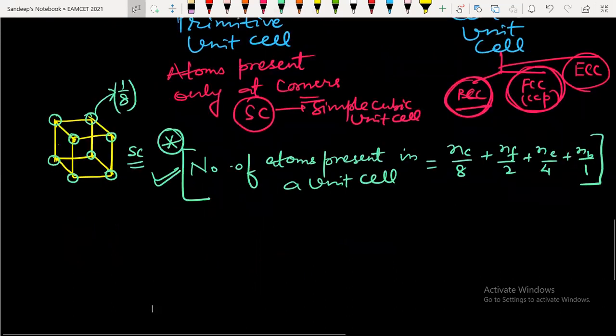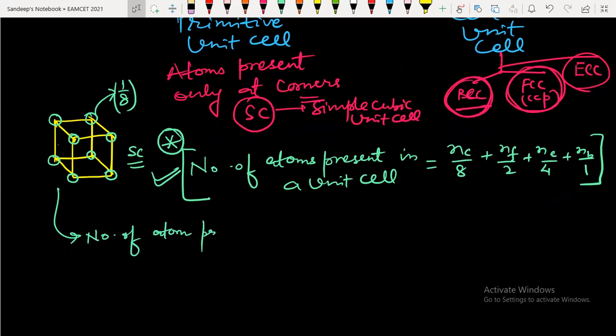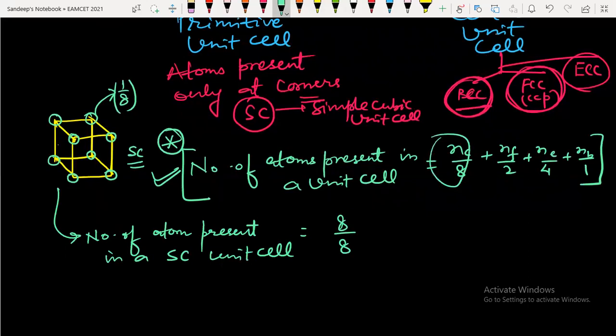So in simple cubic, let's find the number of atoms present in a simple cubic unit cell. So it is 8/8, because the atoms are present only at corners and not anywhere else. So it is 1. So one atom is present in a simple cubic unit cell.